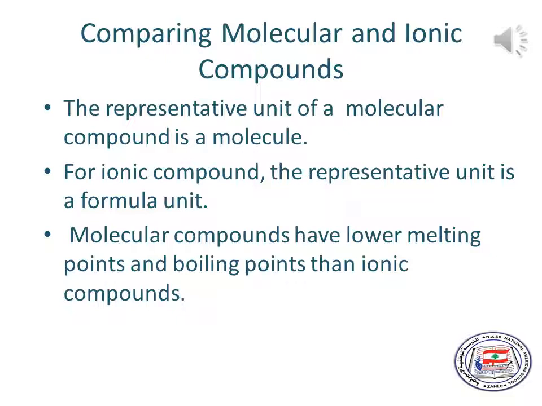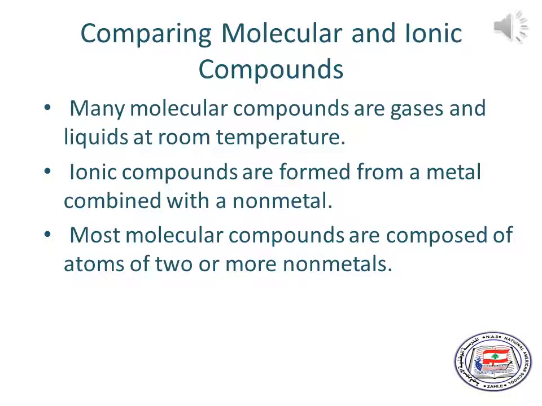Also, molecular compounds have lower melting points and boiling points than ionic compounds. Many molecular compounds are gases and liquids at room temperature, while ionic compounds are formed from a metal combined with a non-metal. Molecular compounds are composed of atoms of two or more non-metals.